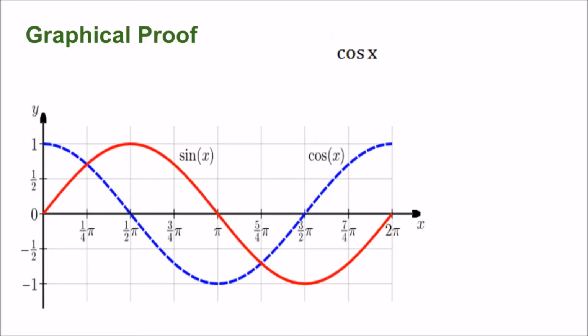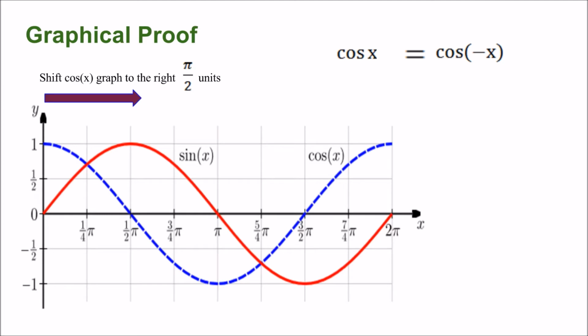Now finally, we are going to prove this graphically. Because cosine x is an even function, we can say that cosine x is equal to cosine negative x. And below we have the graphs of sine x, which is the red curve, and cosine x, which is the blue curve. So remember this relationship that cosine x is equal to cosine negative x.